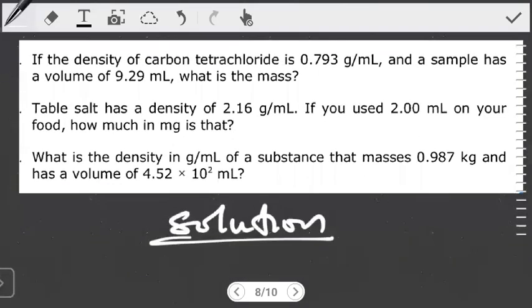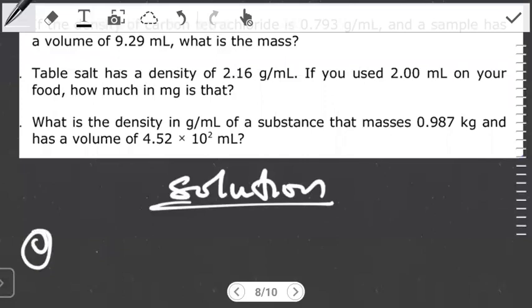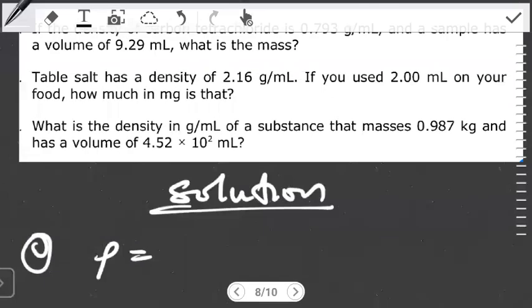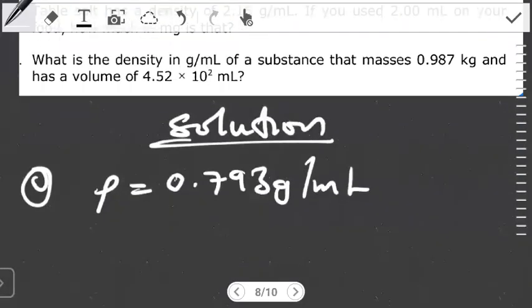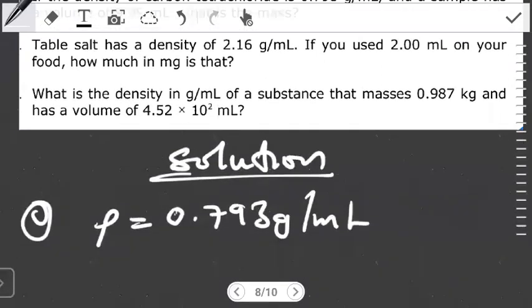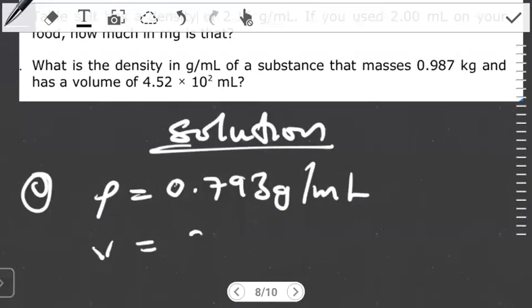So for the first one, what I'm given is the density. I'm going to use rho to mean my density. That is 0.793 grams per milliliter. There are so many ways you can perform the calculation here. But since I'm given the density, what they want me to find is the mass if the volume is given as 9.29 milliliters.